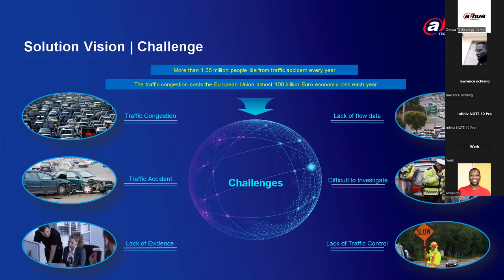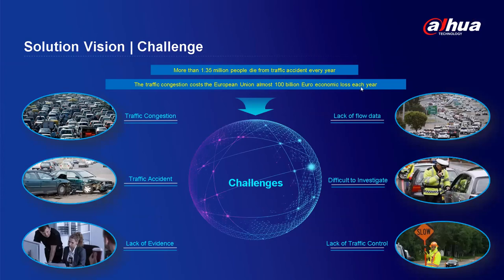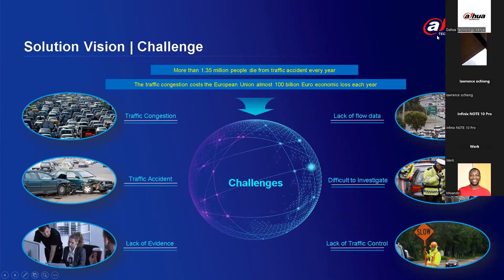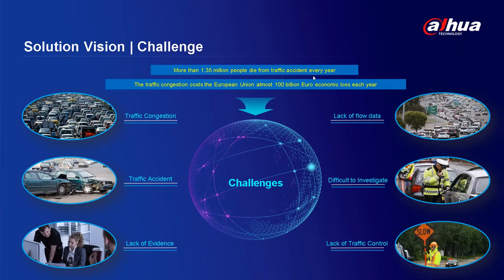So looking at this, as per the challenge, more than 1.35 million people die from traffic accidents every year. So how can we come out of this? One of the ways is improving efficiency in resolving challenges that we face in the traffic industry, starting from traffic congestions, traffic accidents, of course. Then how do we account for everything that's happening on our roads?